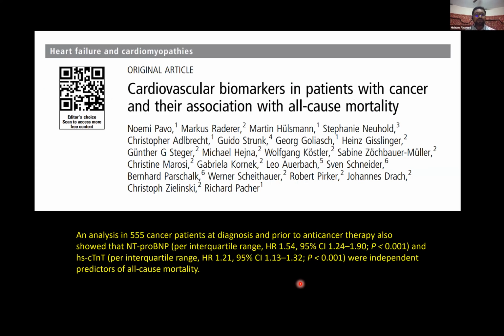This is another landmark paper in which they looked at cardiovascular biomarkers in patients with cancer and their association with all-cause mortality. As you can see, with NT-proBNP in a group of close to 550 patients, there was an interquartile hazard ratio of 1.54. And for troponin, you can see there's an interquartile hazard ratio of 1.21 as independent predictors of all-cause mortality.